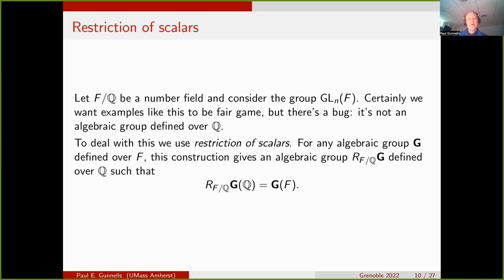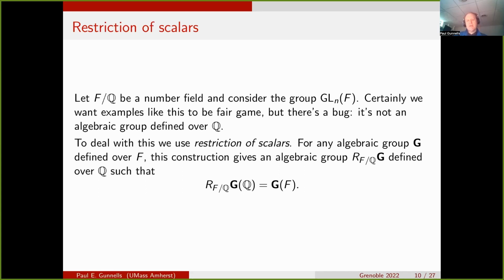But there's a standard way to deal with this that, when you see it all the time in the literature, feels a bit opaque and a bit hard to understand, but it's actually quite simple. And this is this idea of restriction of scalars. So for any algebraic group that is defined over F, and that's the natural way to write down GLN of F, you can imagine how to change the definition that I wrote before to have it defined over F. We get an algebraic group that's actually defined over Q called R_F, the restriction of scalars from F to Q of G.